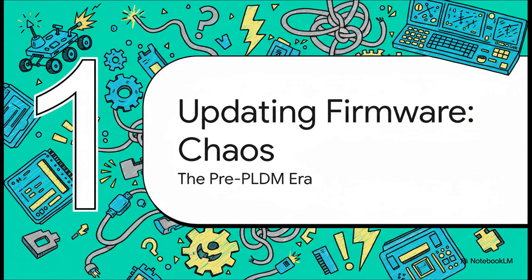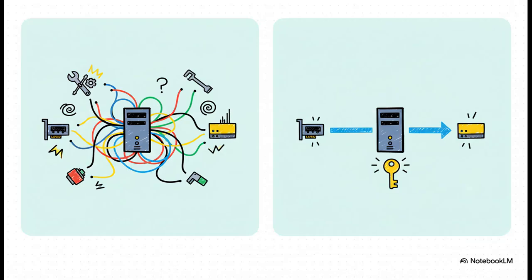Well, before we had a standard like PLDM, the world of firmware updates was, to put it mildly, just pure chaos. I mean, every single hardware company had its own special tool, its own secret handshake, just to update its own devices. And this slide just lays out the difference perfectly. On the left, you've got the old way. It was a total mess. You needed a specific tool from vendor A for their network card, a totally different one from vendor B for their storage controller, and chances are they only worked on a specific operating system. It was fragile, super inefficient.